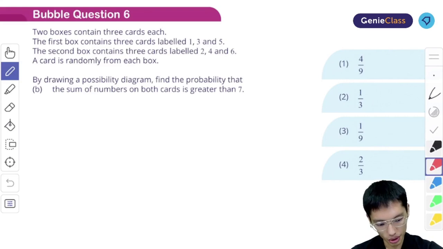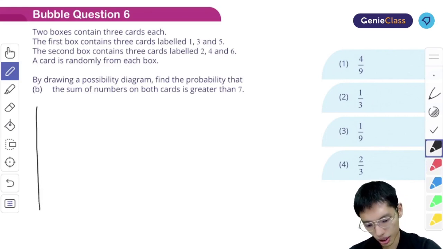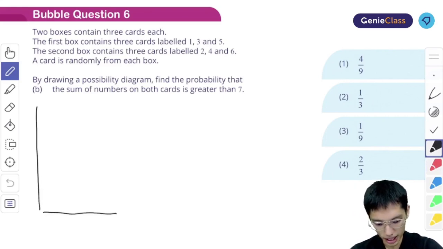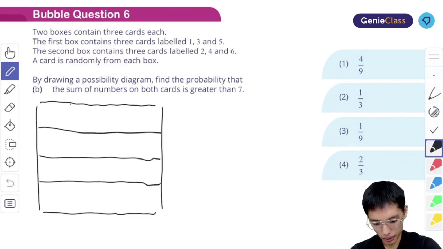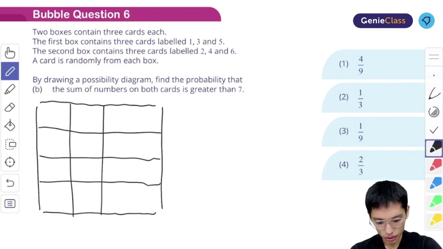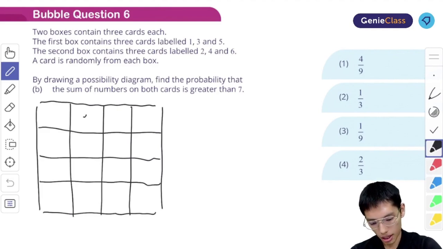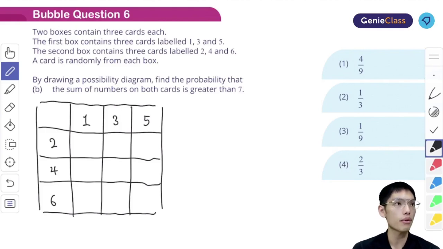Okay, going good. So over here, I'm not gonna ask you to draw the possibility diagram. I'm gonna draw at my side. Okay. So from here, 1, 2, 3, and from here, 1, 2, 3. So I have 1, 3, 5, 2, 4, 6. Write in all your options and see where we will fare.